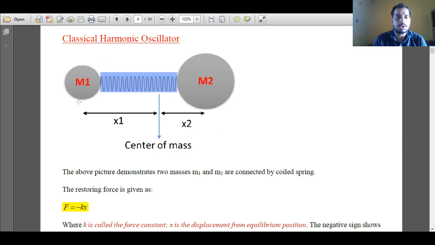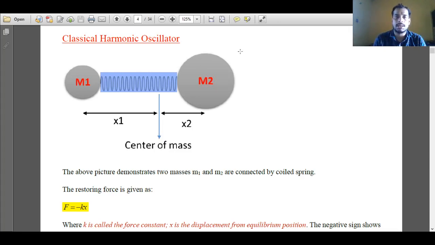So for a classical harmonic oscillator, suppose there are two masses attached with a spring, and let the spring have a force constant k. Suppose mass m1 is a smaller mass compared to mass m2, or mass m2 is a larger mass. Now if I stretch mass m2 towards the right hand side, the force of the spring will be towards the left hand side. Means the spring will try to pull back the mass m2 towards the left as I am trying to displace it towards the right.